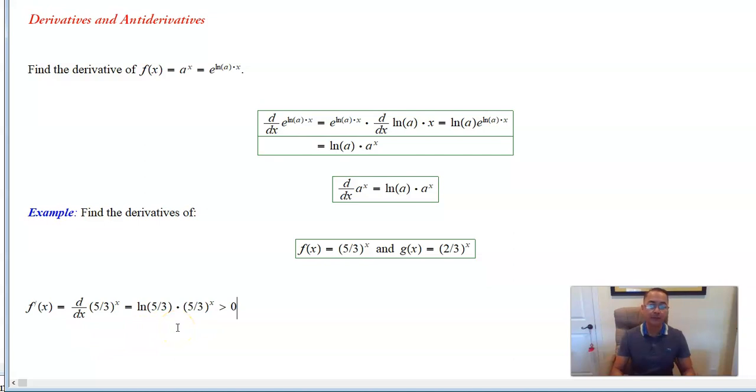Okay, so similarly for g of x, the derivative of 2/3 to the x, I would just copy up to here. The derivative of 2/3 to the x is ln of 2/3 times 2/3 to the x. Okay, and now ln of 2/3 is negative because 2/3 is smaller than 1. 2/3 to the x is still always positive. So we're multiplying a negative by a positive. This time we get a negative number. So by the first derivative test, our function should be decreasing, and that's what we verified.